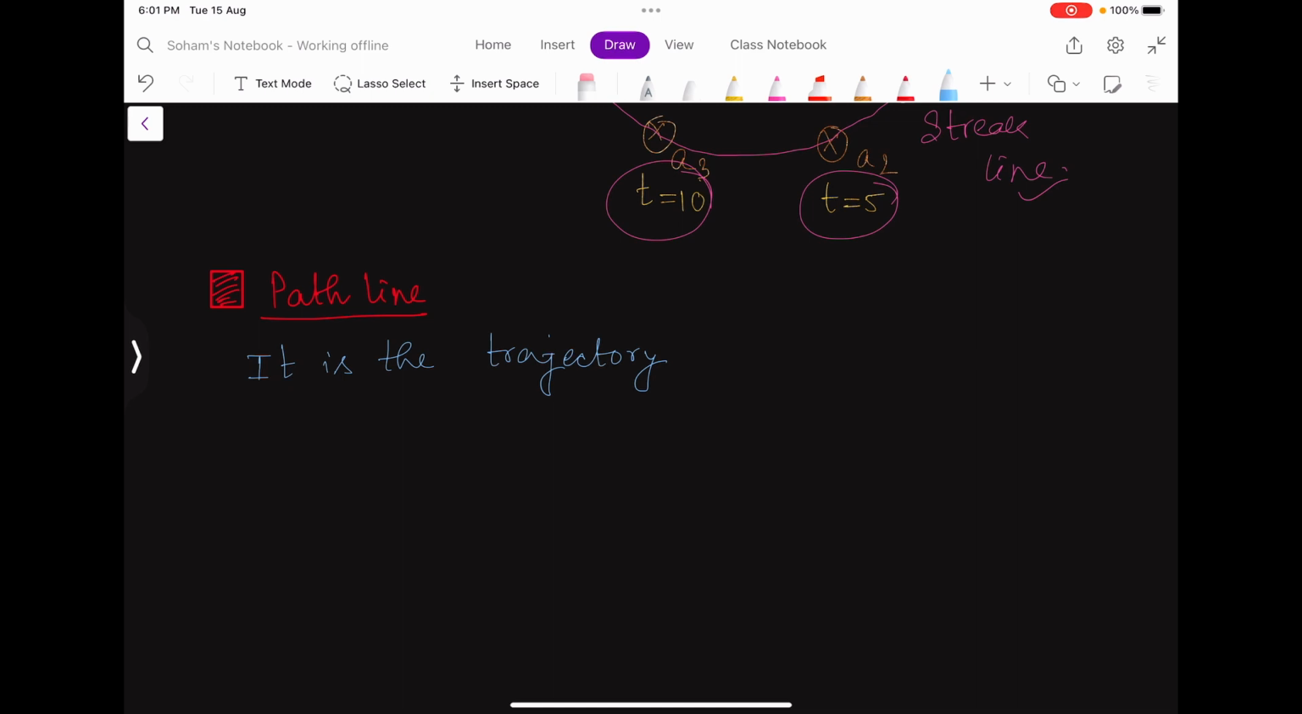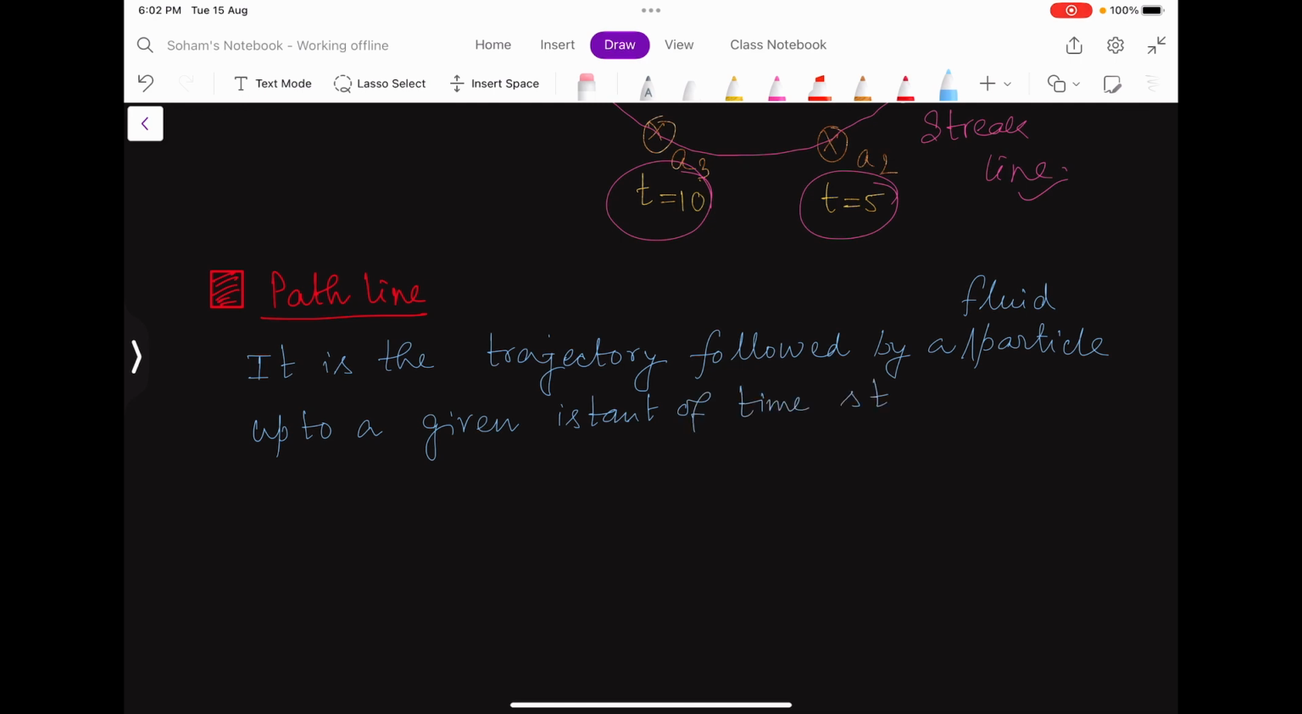It is the trajectory followed by a particle, a fluid particle actually, up to a given instant of time, starting from a particular instant of time.